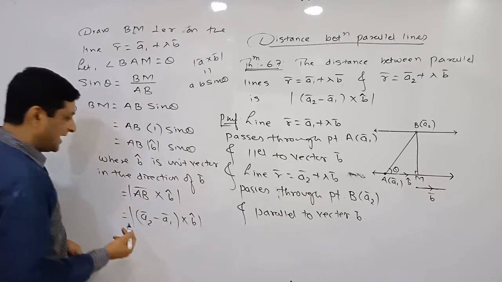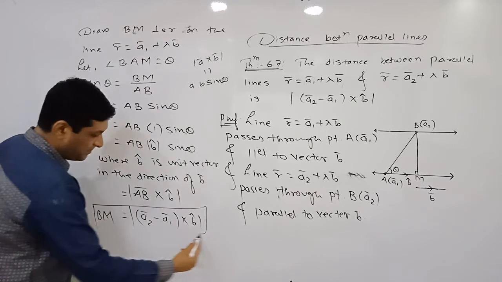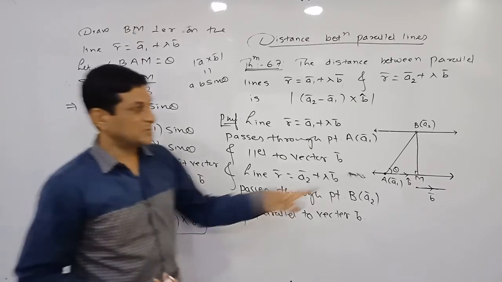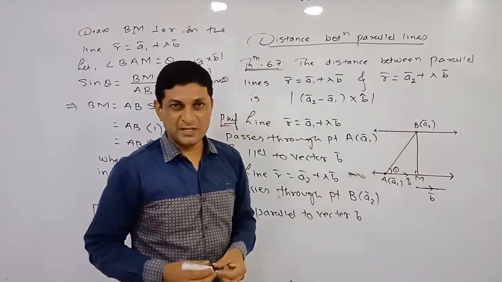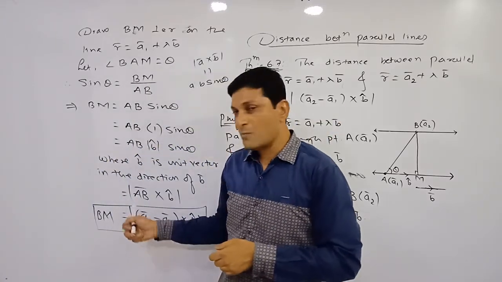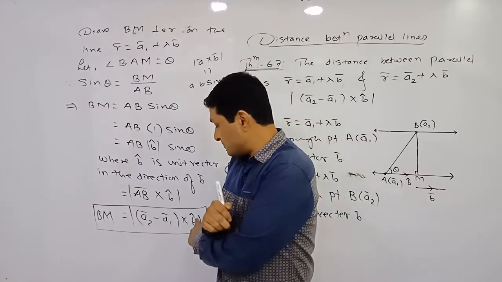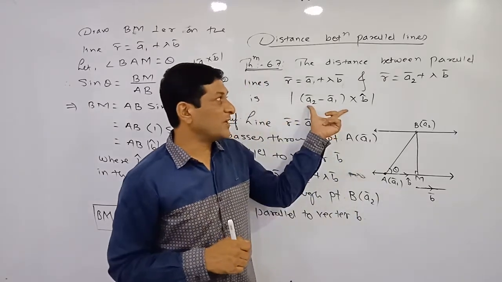Keep it as it is, and this is nothing but the value of what? BM. What is BM here? BM is nothing but the distance between these two parallel lines. In this way, what formula have we got here? The magnitude, or mod, of a2 bar minus a1 bar cross b cap is the formula to find the distance between two parallel lines.